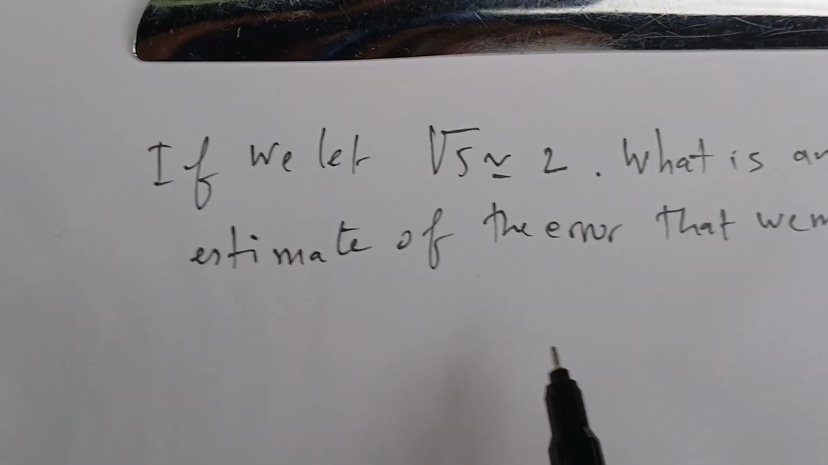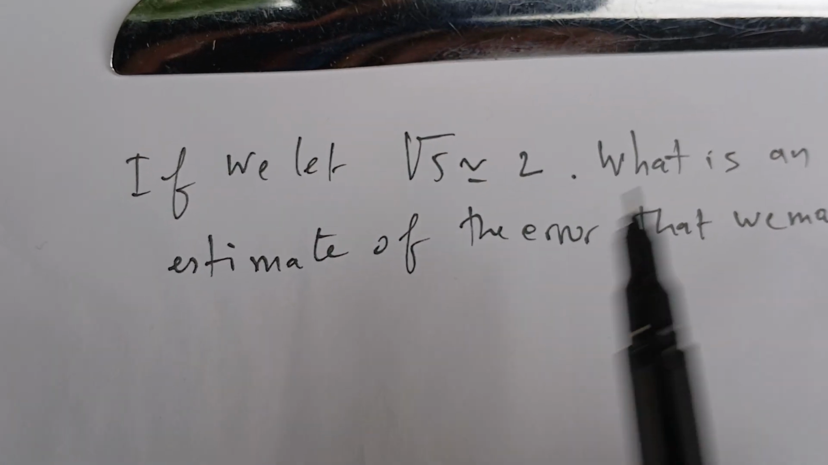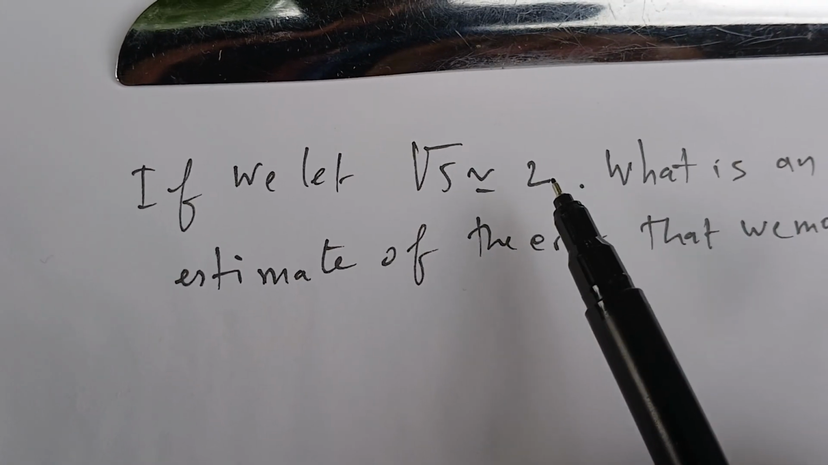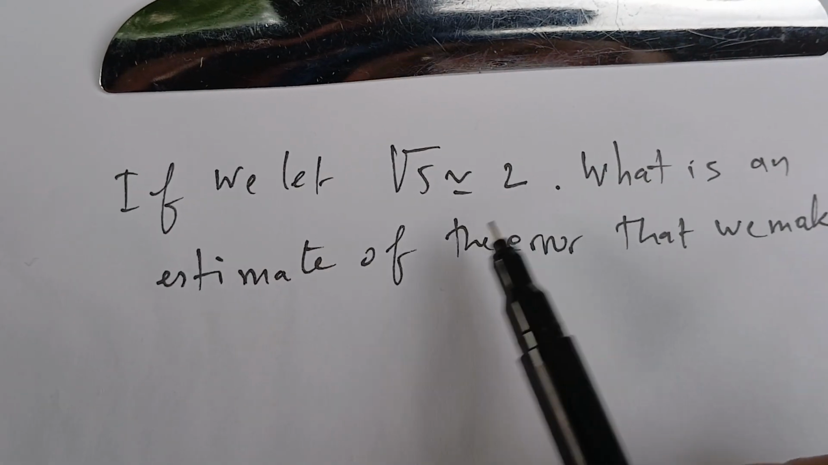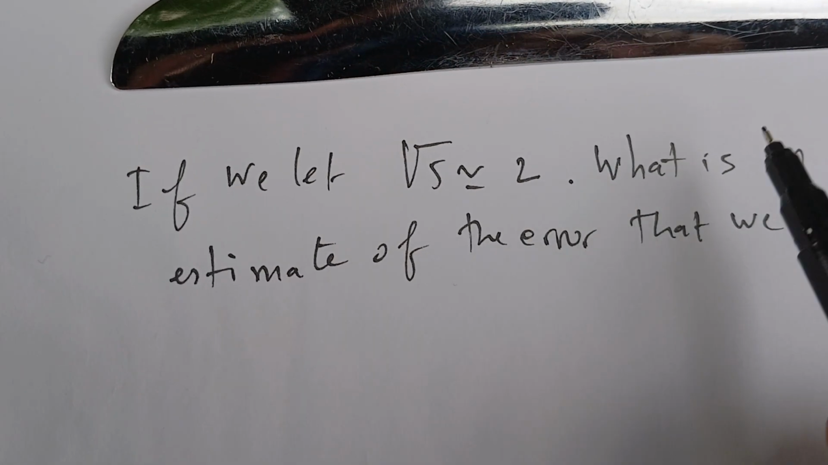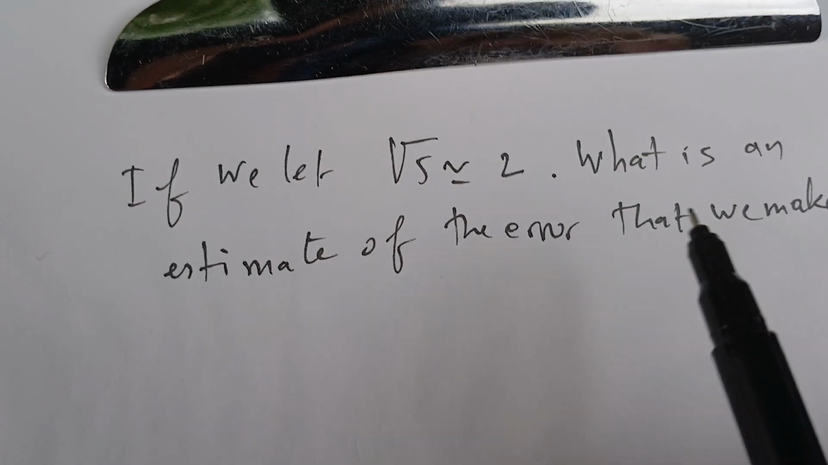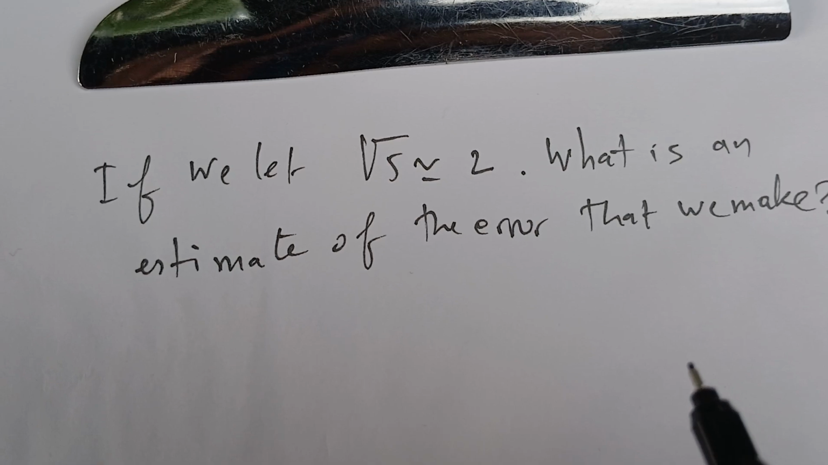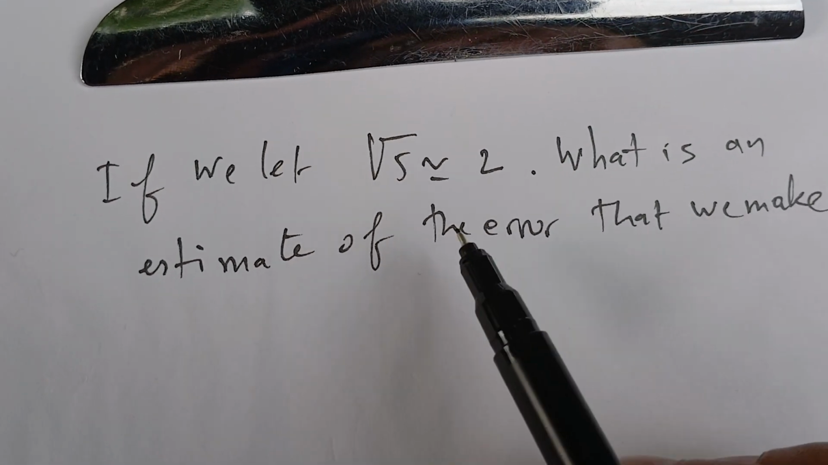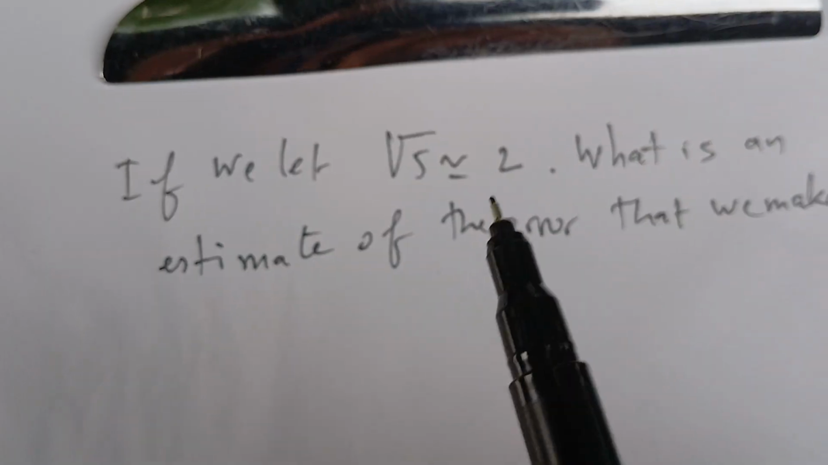Let's assume that we take the square root of 5 as 2. That means we approximate the square root of 5 by 2. In this case, we make an error in this estimation. We would like to estimate this error that we made when we said that the square root of 5 is 2.